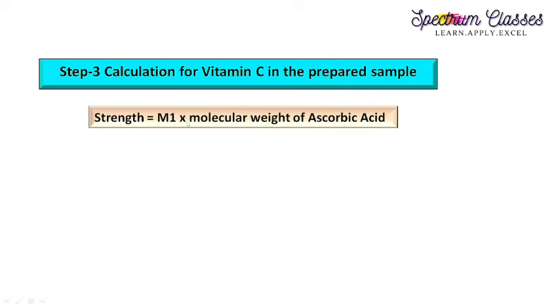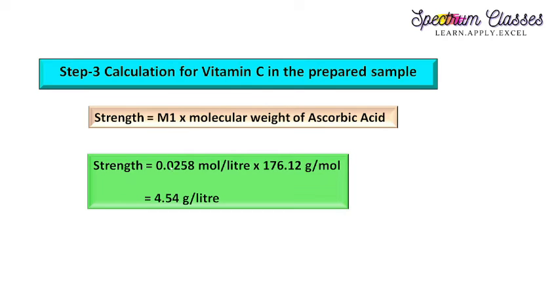Strength is equal to molarity into the molecular weight of ascorbic acid, which is equal to molarity, this much mole per liter, into the molecular weight of ascorbic acid, 176.12 grams per mole. On calculation, mole will be cancelled out by this mole and we will get the answer 4.54 grams per liter. I am going to change this grams into milligrams and this liter into 100 ml. So finally I will get 454 milligrams per 100 ml in the given solution.